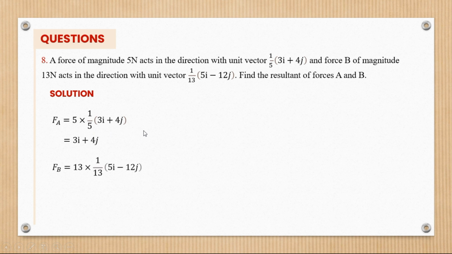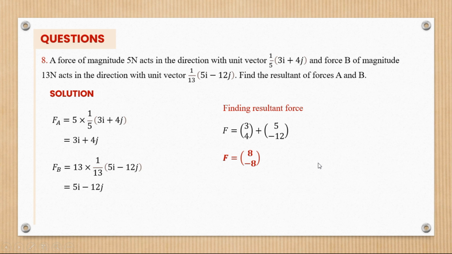Then to find that of force B, we'll have it as 13 times 1 over 13, and then 5i minus 12j. So this and this cancel, and we'll be left with 5i minus 12j. So therefore, to find the resultant force, we'll have F being equal to (3, 4) plus (5, negative 12), of which I'll have it as (8, negative 8). And that is the answer that we're looking for. And that is the resultant of the forces A and B.